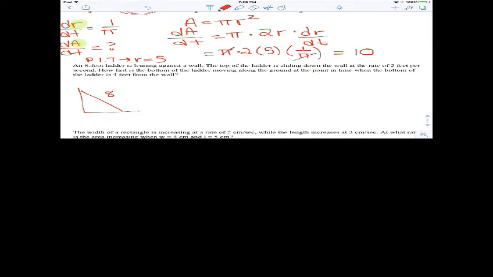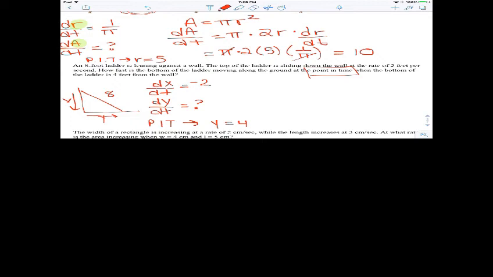Now the top of the ladder is sliding down the wall. So let's call this x. That's sliding down the wall at 2 feet per second. Because x is getting smaller, I'm going to say that that's actually -2 because it's decreasing. How fast is the bottom of the ladder moving along the ground? So let's call that y. So dy/dt is what we're trying to find. At a point in time, not always, I don't know why I wrote POT instead of PIT. Point in time when the ladder is 4 feet from the wall. So that's when y is 4.